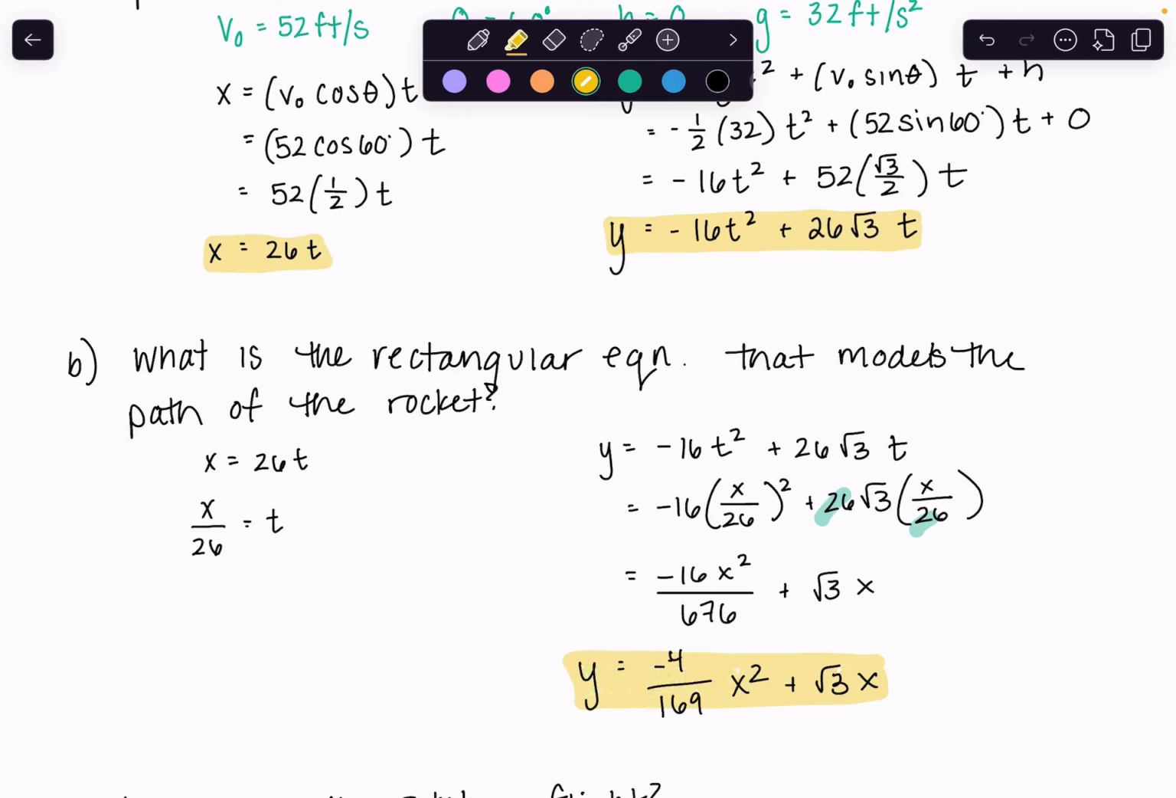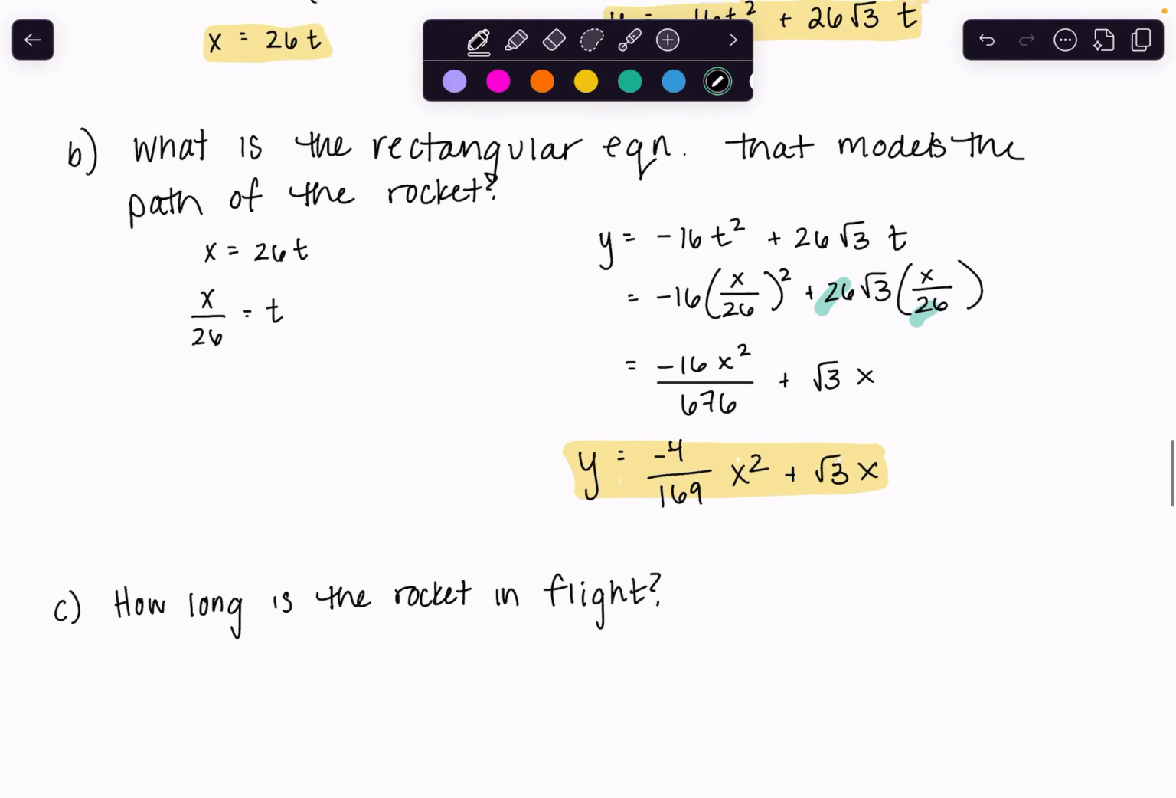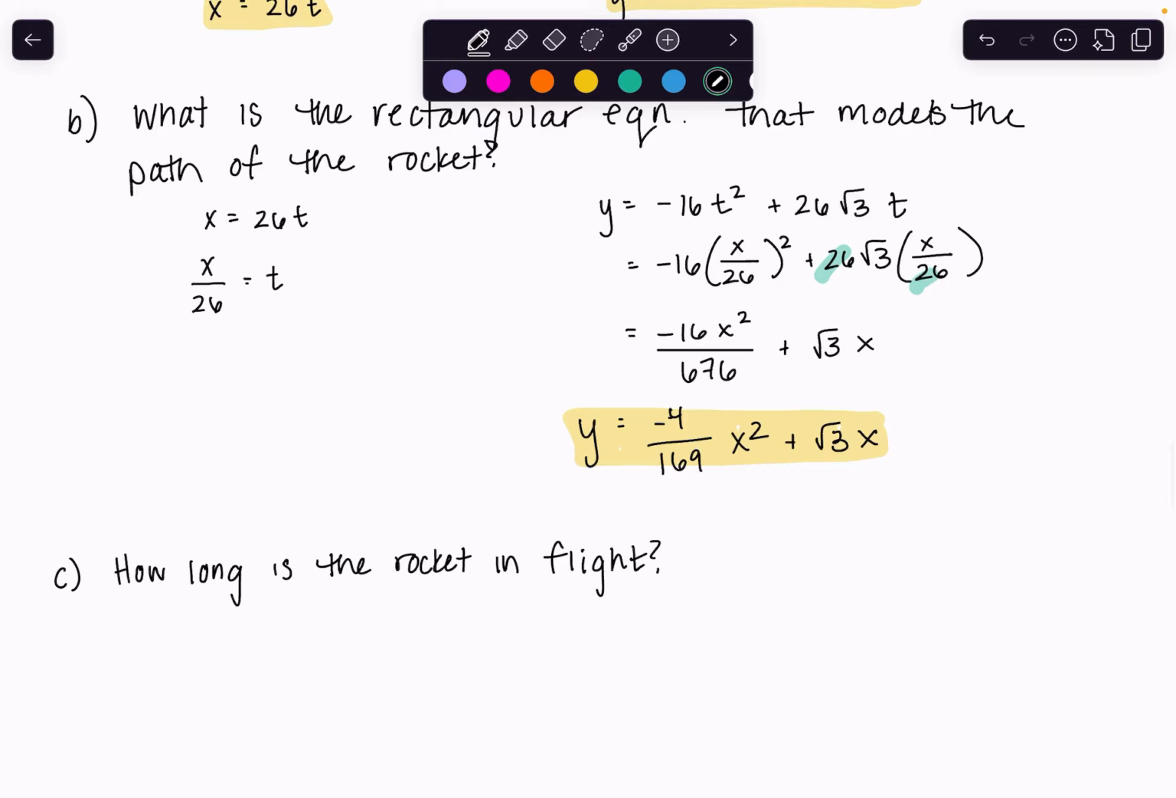Okay? So you can indeed use that equation to answer other questions, but a lot of times these parametric ones are much simpler to work with. For example, if we want to figure out how long the rocket is in flight, this tells us absolutely nothing about time, where these two equations do. So if I want to know how long the rocket is in flight, I need to figure out how long it takes to hit the ground. Essentially, what I'm looking for is when our y is equal to 0.